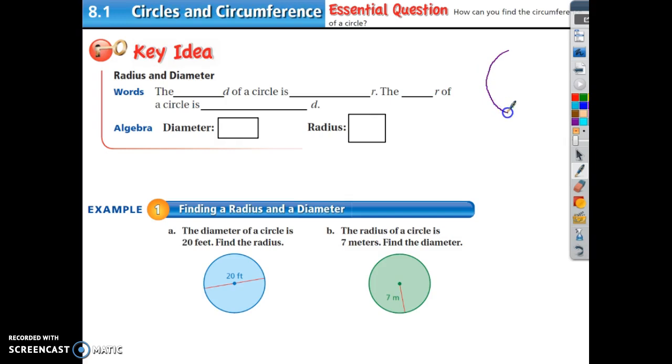If you're given a circle, the center of the circle is in the middle, and we have a term called the diameter of a circle, which is the distance from one side of the circle through the center all the way to the other side. So essentially, you're just cutting your circle precisely in half.